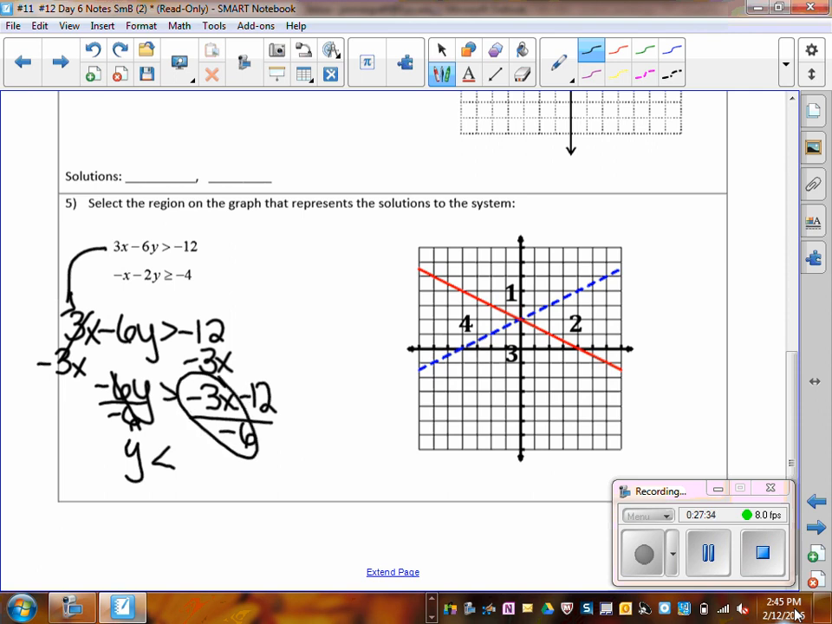Negative 3 divided by, what's a negative divided by negative give me? Positive, and 3 divided by 6 is 1 half. Negative divided by negative, positive 2. Okay. So we see our y-intercept is positive 2. Is this solid or dotted?